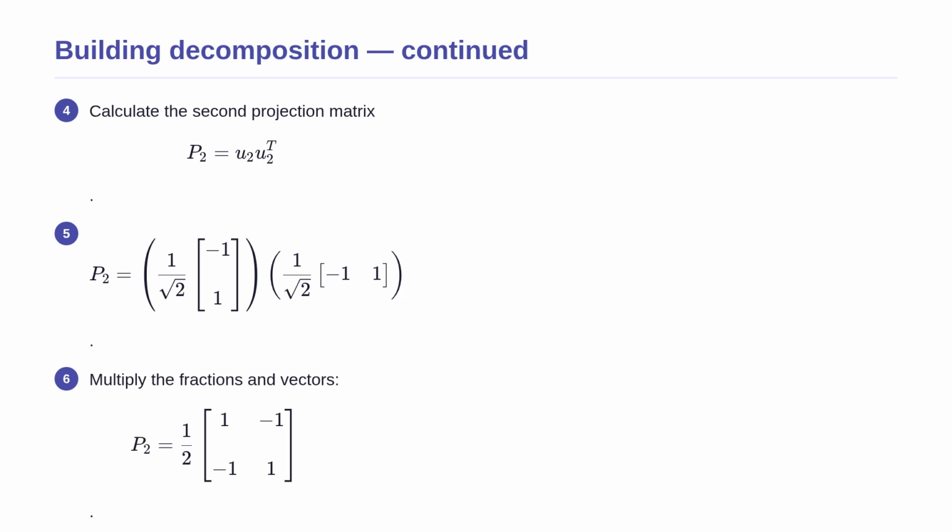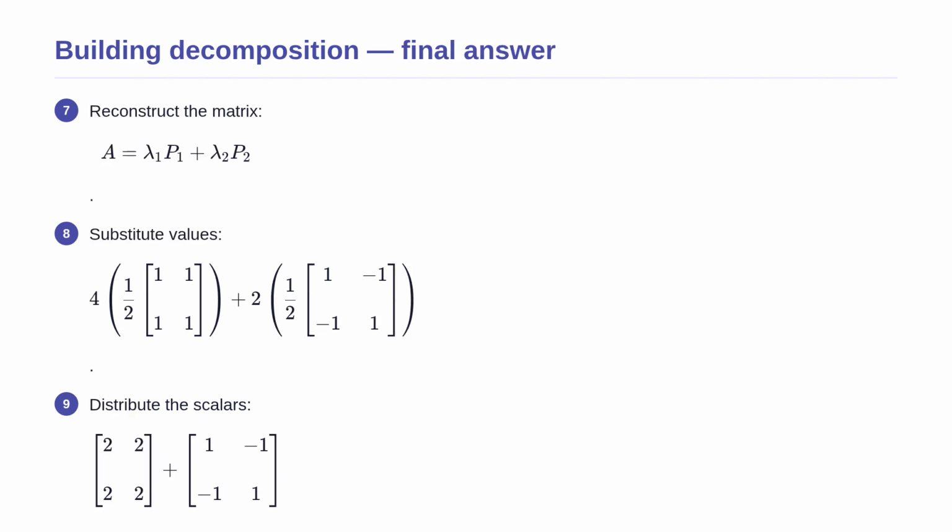We do the exact same calculation for the second projection matrix, P2, using the second normalized eigenvector. Again, the fractions multiply to 1/2. We multiply the column vector by the row vector to generate the second 2 by 2 projection matrix. This matrix captures the pure direction of the second eigenvector. We now have our two fundamental building blocks. According to the spectral theorem, if we scale each of these projection matrices by their corresponding eigenvalues and add them together, we should perfectly reconstruct our original matrix. Let us set up that final addition to prove it works.